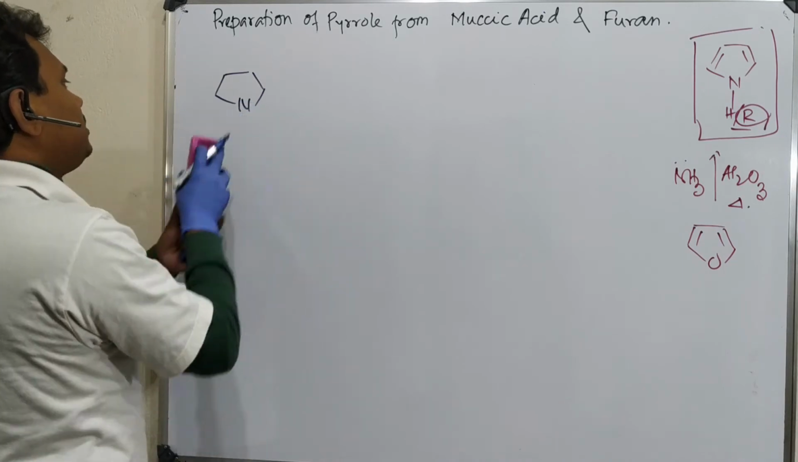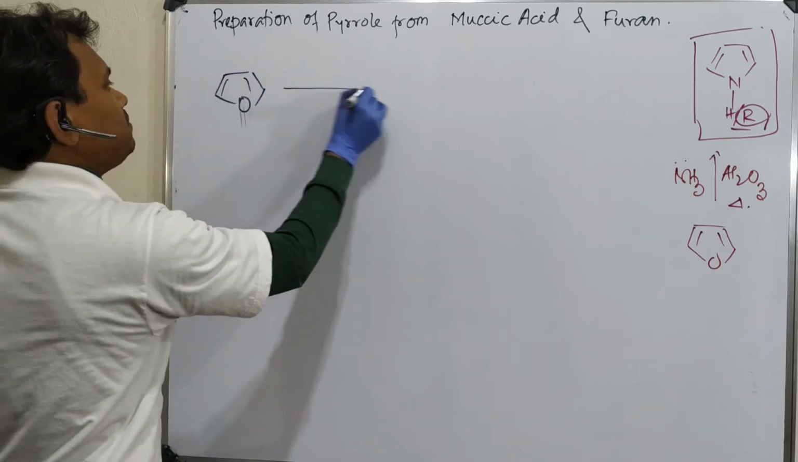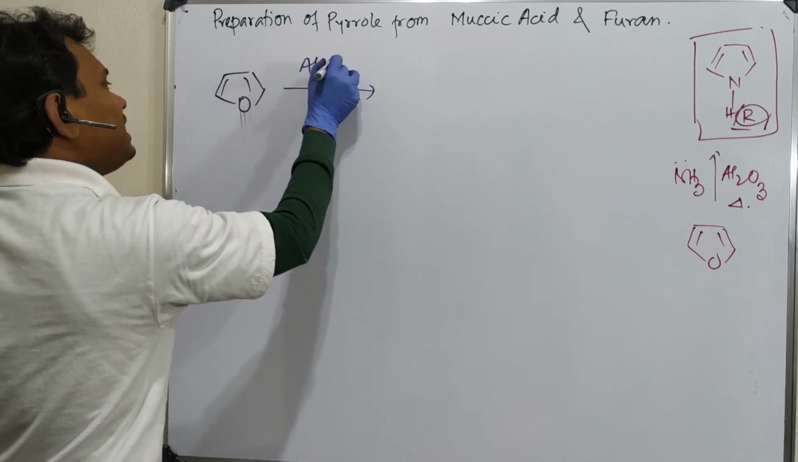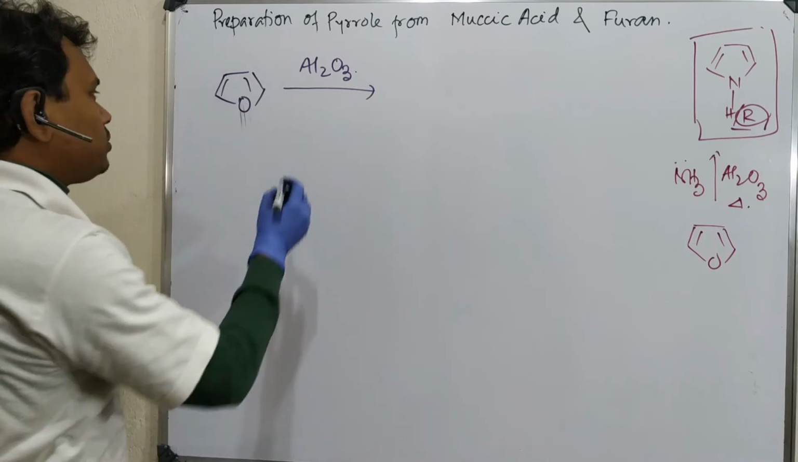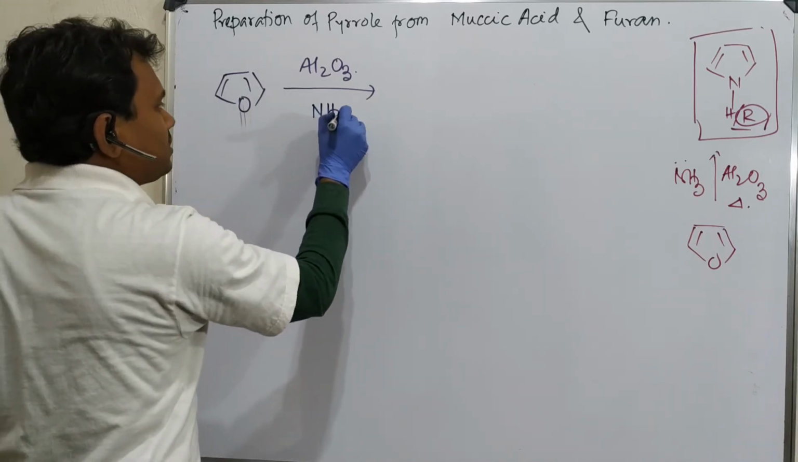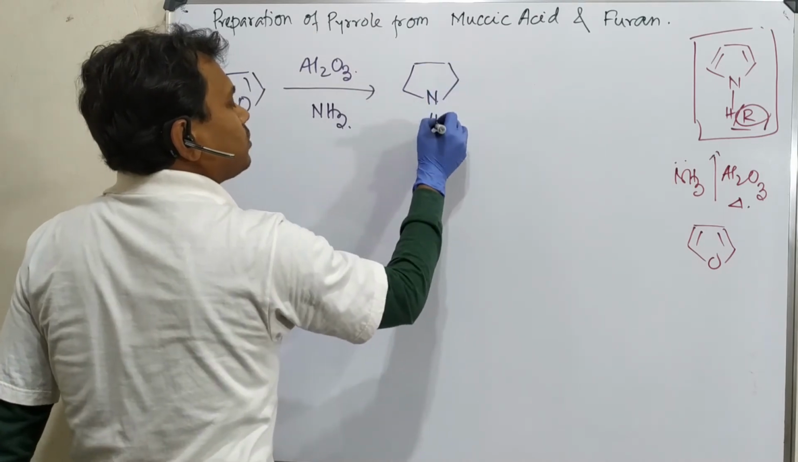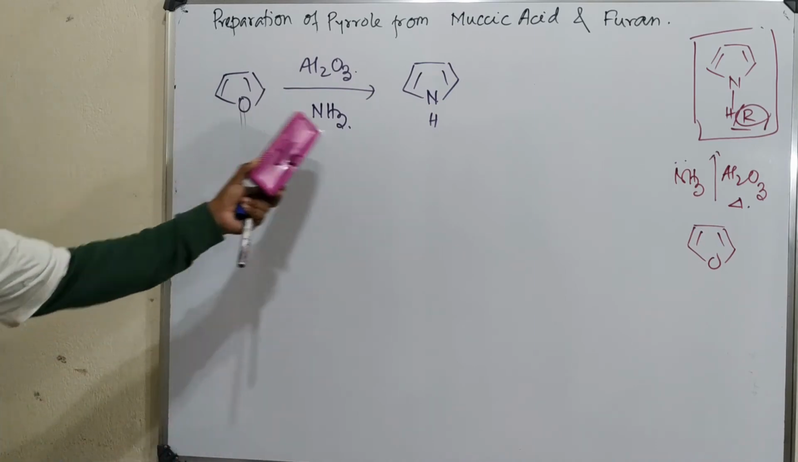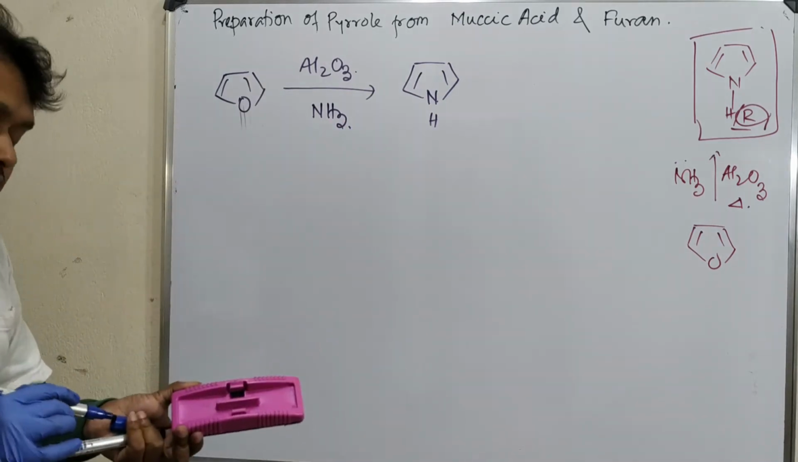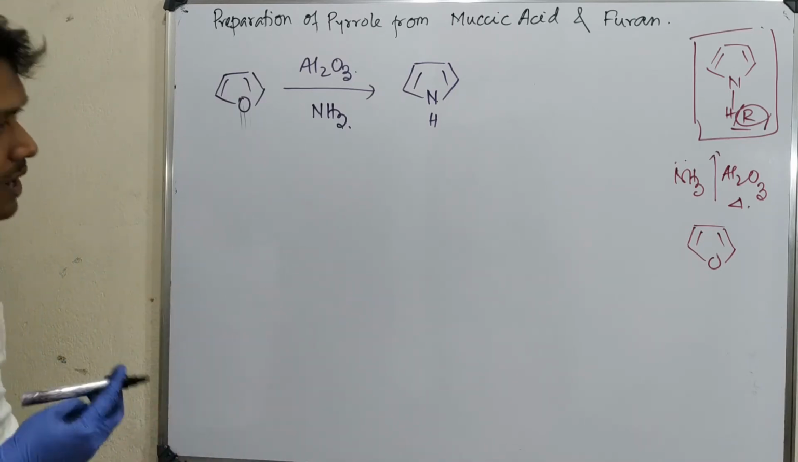This is the furan in presence of alumina. Actually alumina is a Lewis acid, a very good Lewis acid. So it reacts with ammonia to prepare pyrrole. One piece of information I want to mention: when you have such a transformation, you should use your common sense. Even if you don't know the mechanism, you should use your common sense. What?